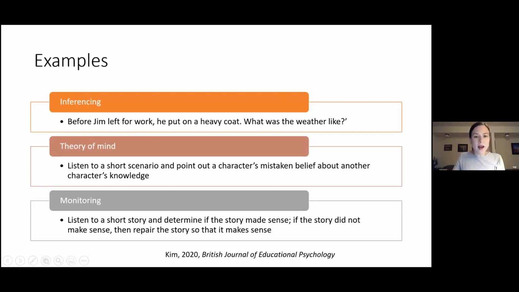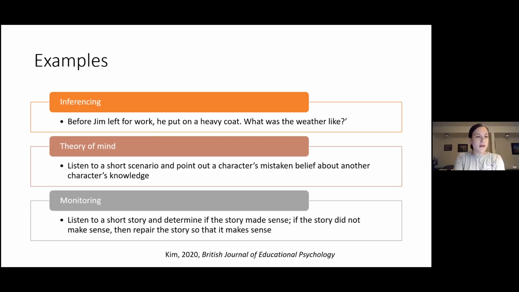That is something that's cognitively occurring in our brains, making connections without us maybe even being consciously aware of it. The next component is theory of mind, or I will refer to this simultaneously as perspective taking. And I think perspective taking is a little bit more of a descriptive term. What this means is you're able to see the world from somebody else's eyes. An example of this would be listening to a short scenario about a character and asking somebody to point out what mistaken belief a character might have about another character's knowledge.